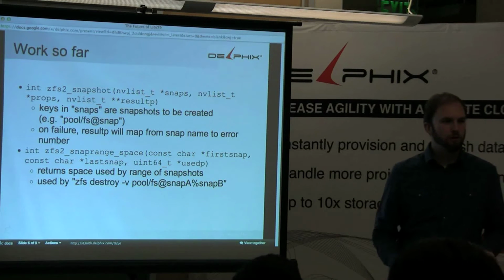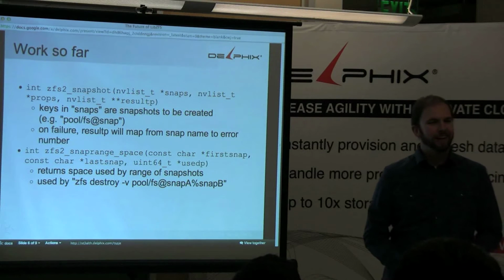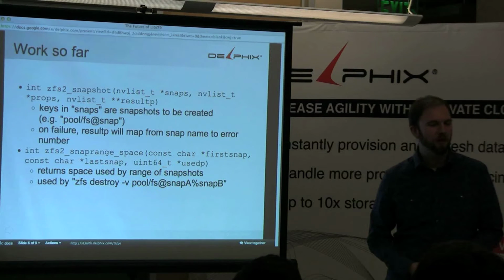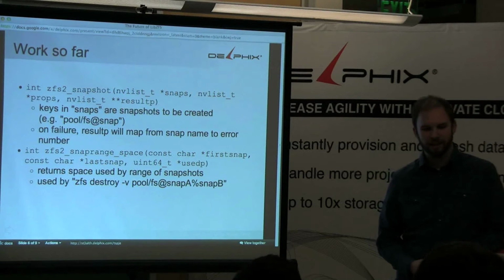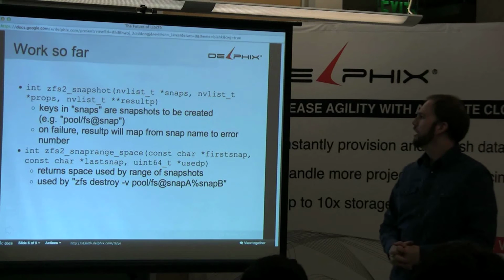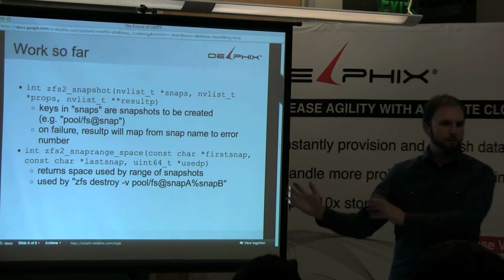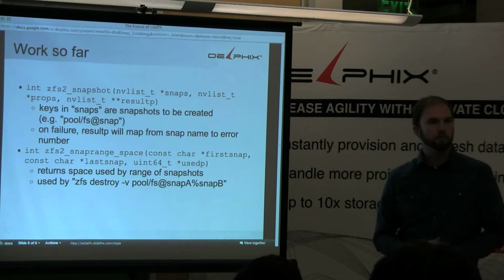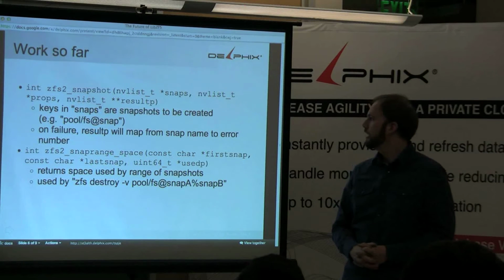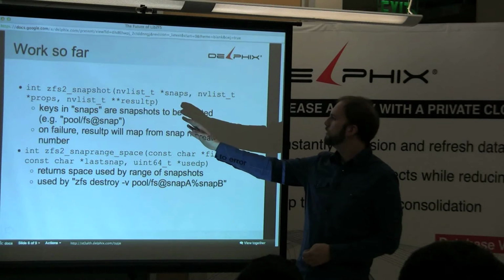So as a workaround, what we did is we just snapshot everything and then delete the snapshots that we don't need. Obviously, this is not the most elegant solution from either a performance or a failure modes point of view. So we wanted to be able to take exactly the snapshots that the consumer wants. So in libZFS 2, we have added this new interface. You specify the snapshots as an NV list.